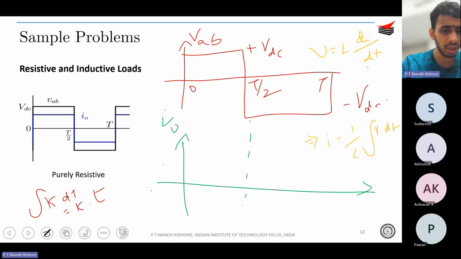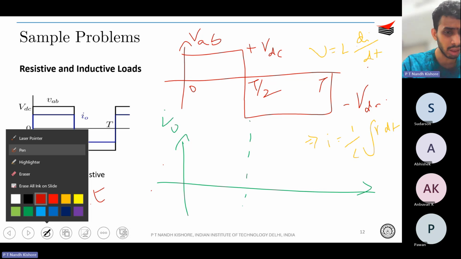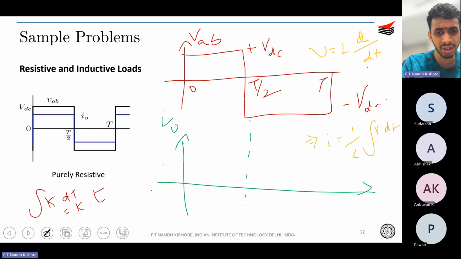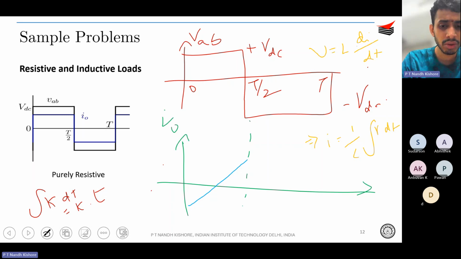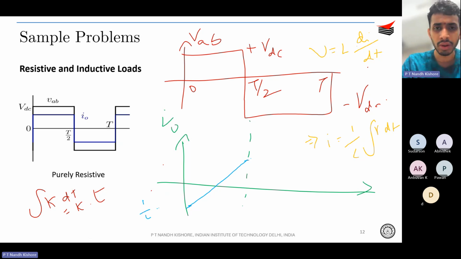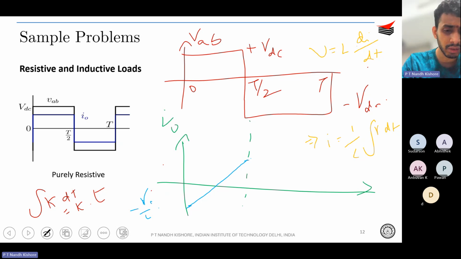So what you will see in steady state, since this is an AC, is something like this, just a ramp. It will go on increasing. What will be the negative value and the positive value? Where will it start from? Basically, it is 1 by L times integral V dt. It will start from minus VDC and it will go to plus VDC.